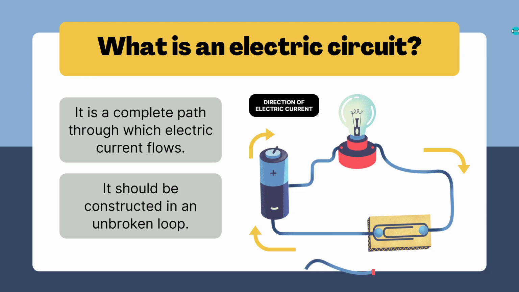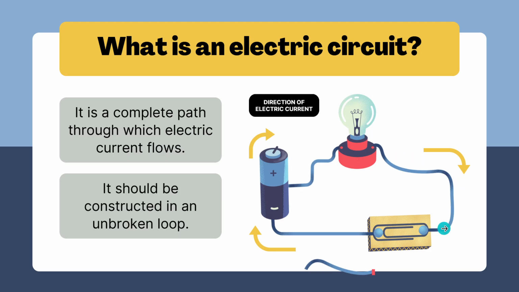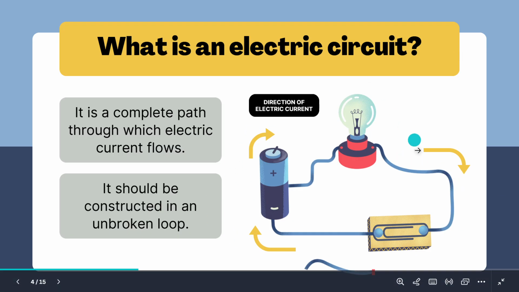Now let's learn what an electric circuit is. It is a complete path through which electric current flows. Here this on and off switch is there. If you turn it on, the electricity passes here. The power comes from here, passes to this bulb, and then comes down again. You can see its flow.